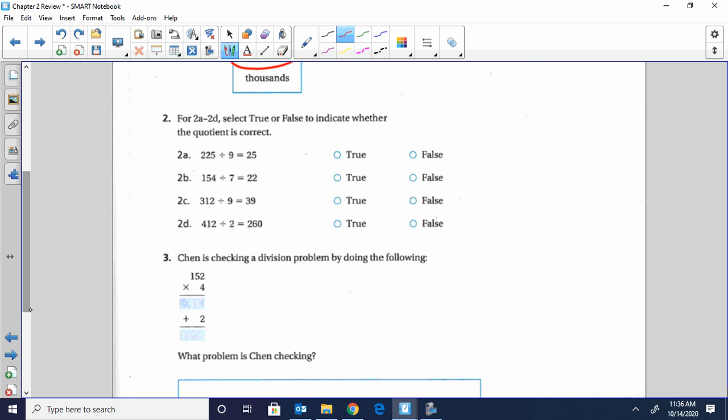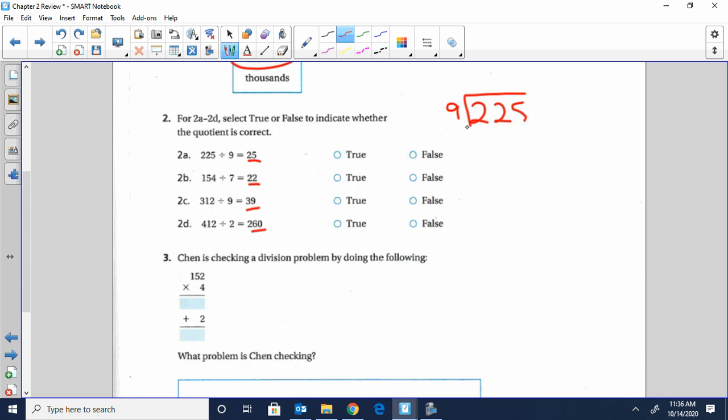Question number 2, and tomorrow will be 4 separate questions, but question number 2 says, true or false? Select true or false to indicate whether the quotient is correct. So we need to divide each of these problems to see if the answer is indeed correct. So we're going to start with 2a, 225, and we're going to divide this by 9.